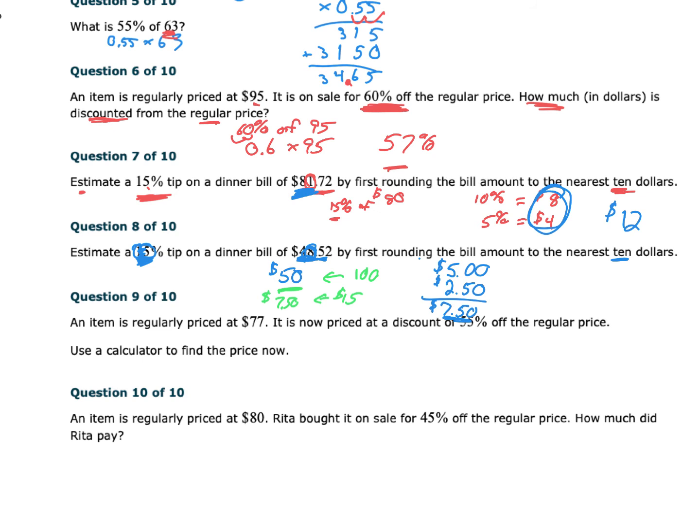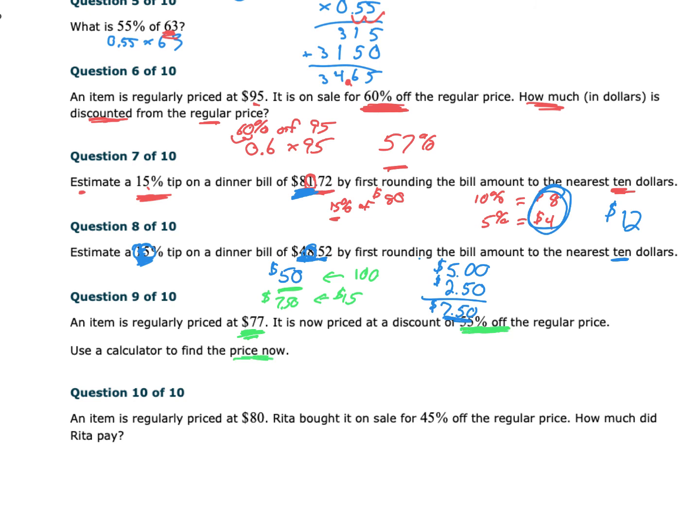All right, question 9. An item is regularly priced at $77. You bought yourself, I don't know, what's $77? New pair of jeans. It's now priced at a discount of 55% off the regular price, so it's less than half of what it regularly costs. Use the calculator to find the price now.